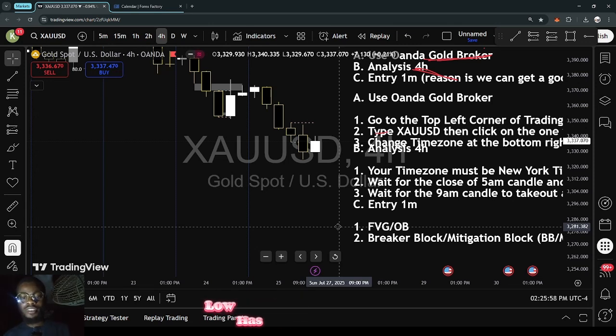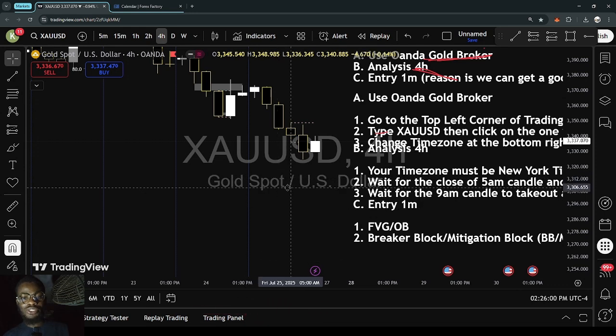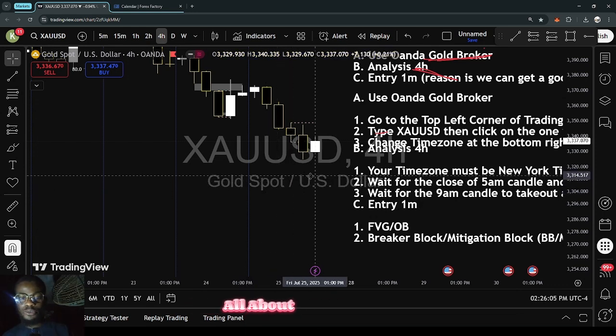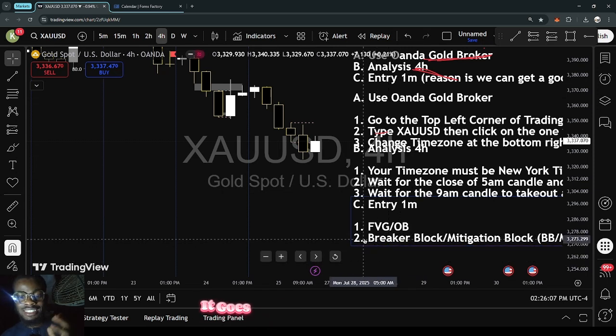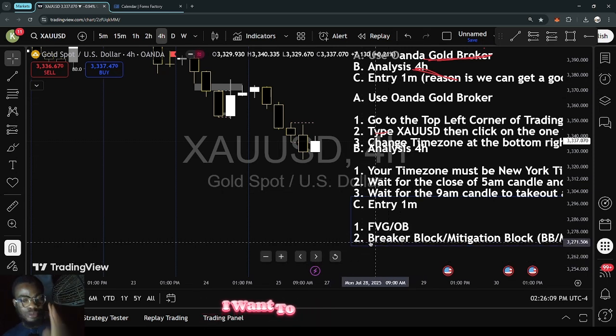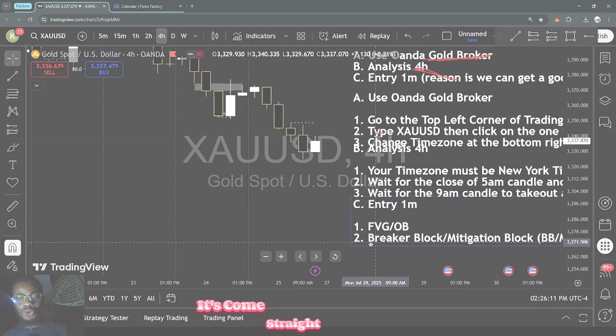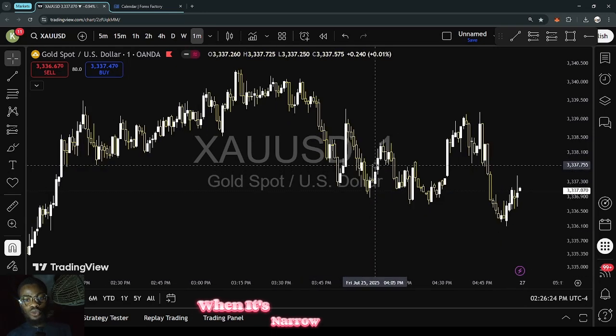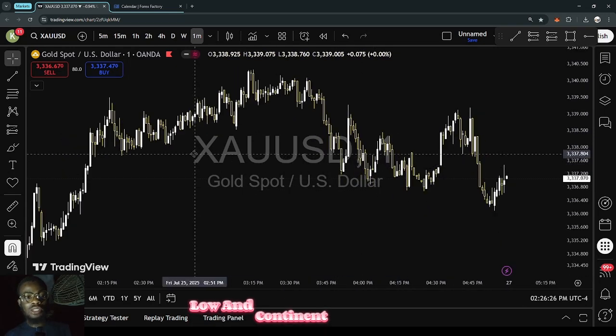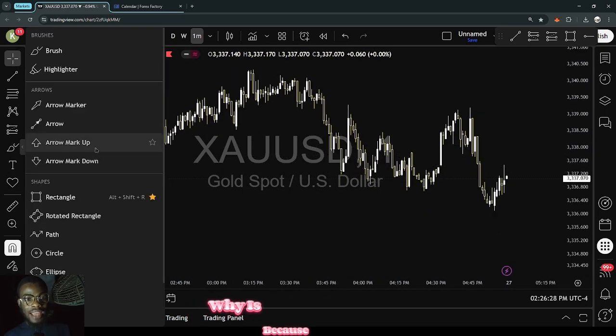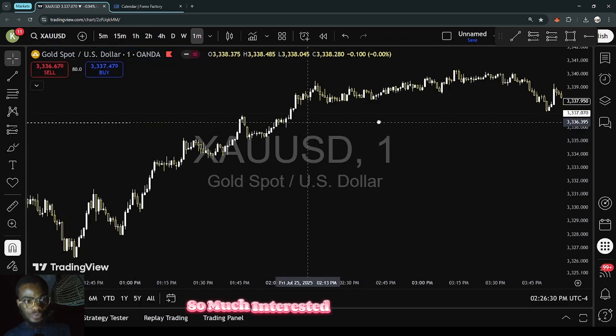So once the low has been taken out, initially the setup is all about, once it takes out a low, it goes straight for the high, and once it takes out a high, it comes straight for the low. But in this scenario, it takes the low and continues downward. Why? It's because the sellers are still so much interested.